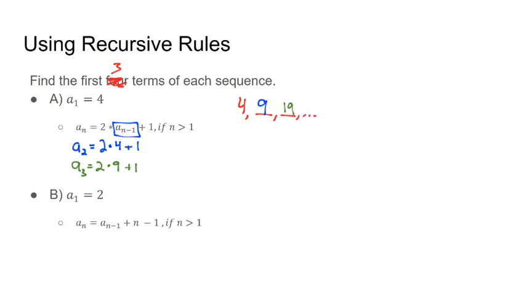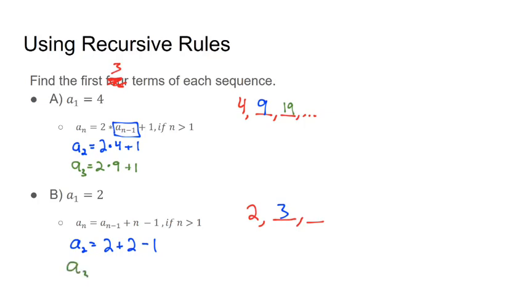Let's do one more example. Now we're starting with a first term of 2. Okay, so I'm going to take 2 comma blank comma blank. Let's find the first 3 terms again. And so to find the second term, we can take the previous term, which would be a 2, plus n, which if we're looking for the second term, our n is 2, and then subtracting 1. So 2 plus 2 minus 1, it looks like our second term is going to be a 3.